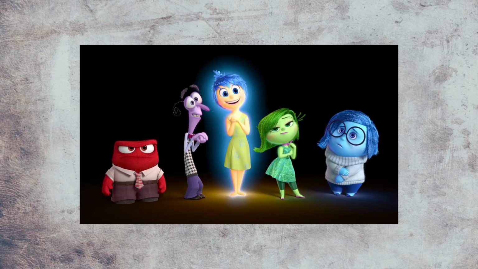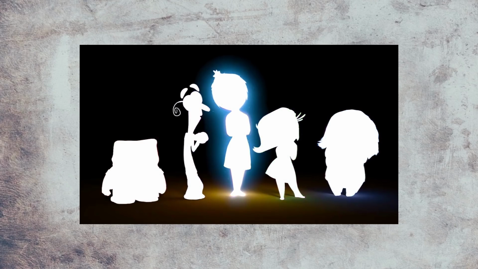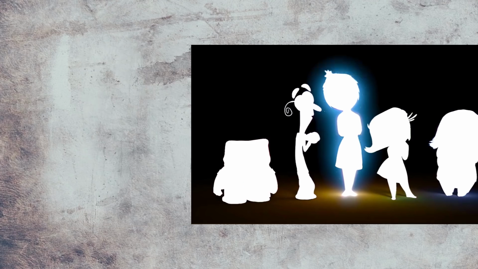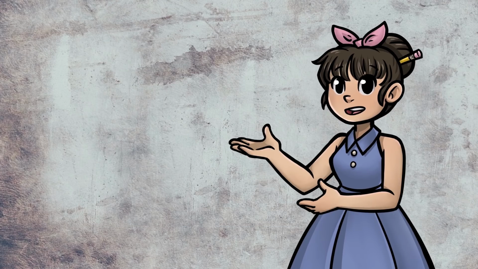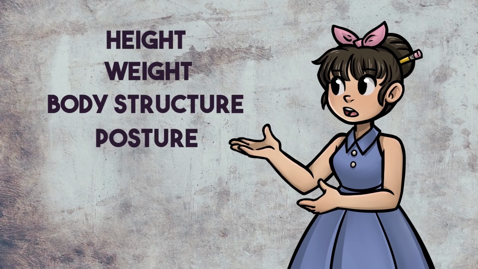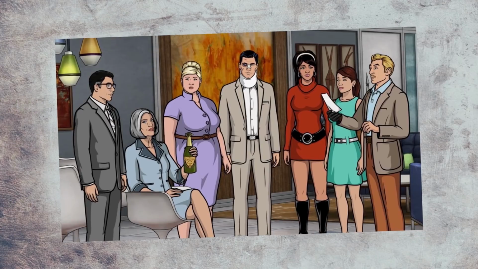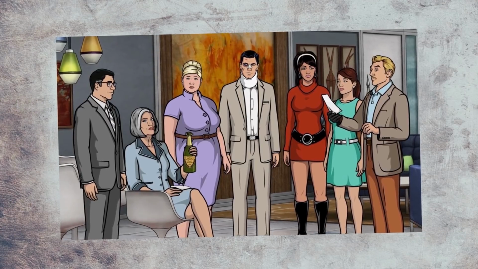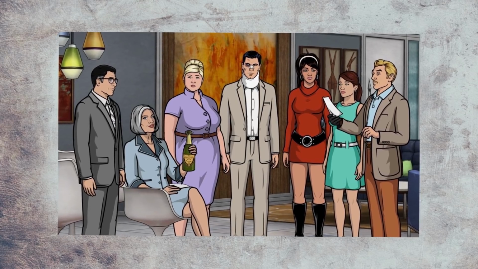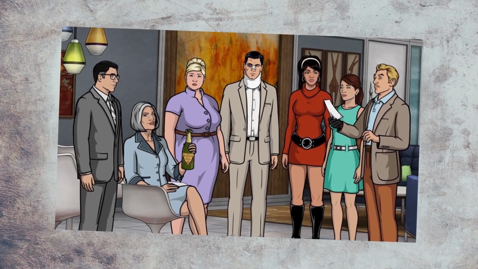Having distinct and interesting silhouettes really help the audience pick out a character in a crowd and tell at a glance who is doing what. Ways you can change up the silhouettes from character to character is to mess with height, weight, body structure, posture, clothing, accessories, and hairstyles, to name a few. Even if you're going for a more realistic style of anatomy, there's plenty of ways to change up a silhouette and make a character stand out.